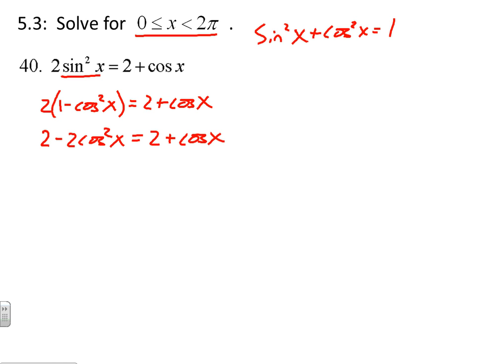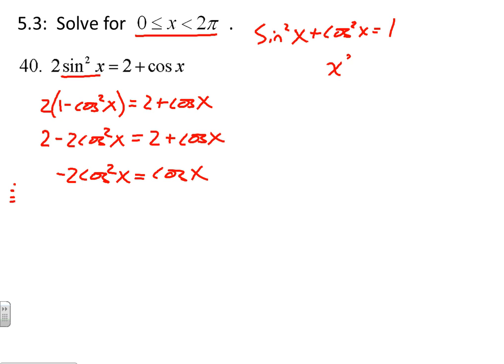And it looks pretty clear. I could subtract 2 on both sides. This is an equation: negative 2 cosine squared of x equals cosine of x. And we're about to enter kind of a dangerous territory here, because it is really, really tempting to divide both sides by cosine of x. Let's take a look at something similar.